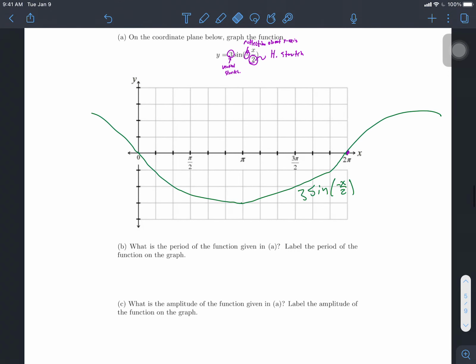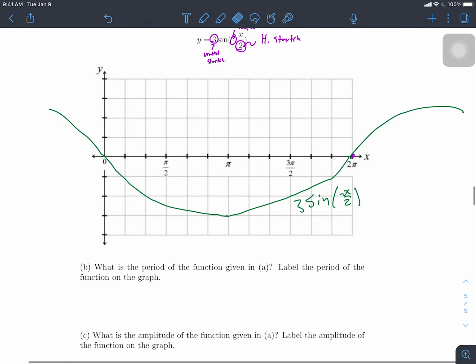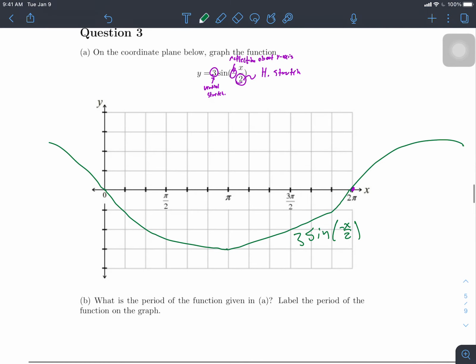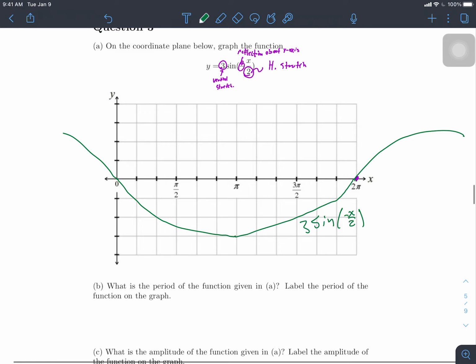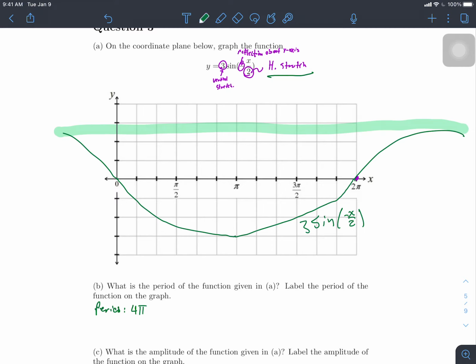Then we're supposed to find the period of the function. The period of sine, remember, is 2 pi. So if I have a horizontal stretch by a factor of 2, this is going to double my period. So the period should be 4 pi instead of 2 pi because we stretched horizontally. I'm supposed to label this on the graph, so it goes from here to here. This is the period from crest to crest. Should have given a little more space on the graph.